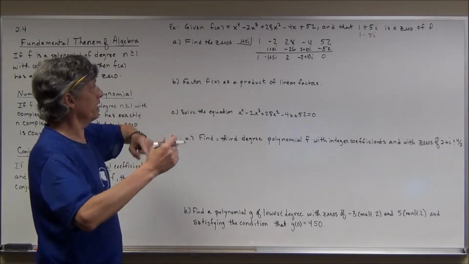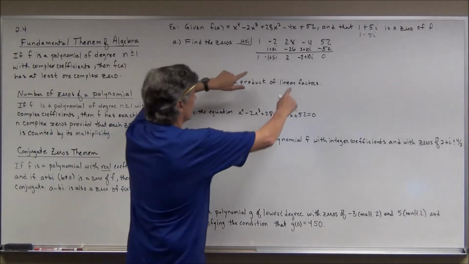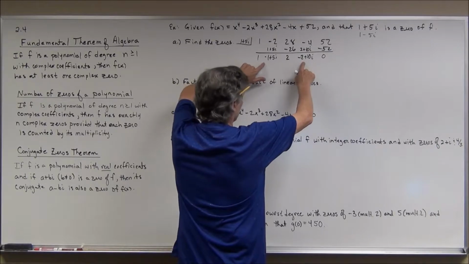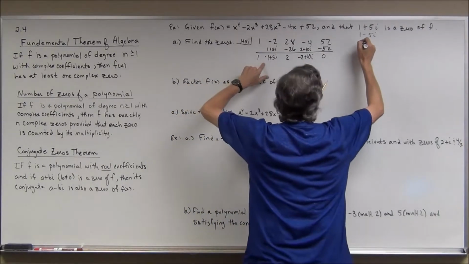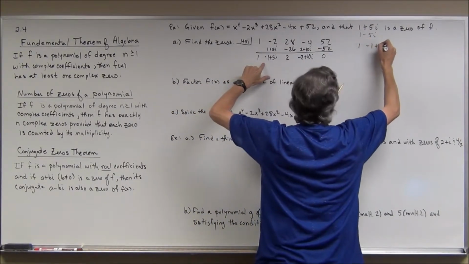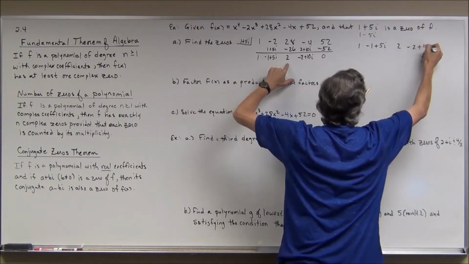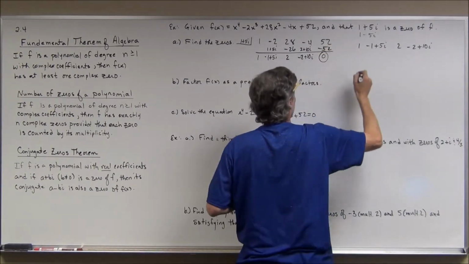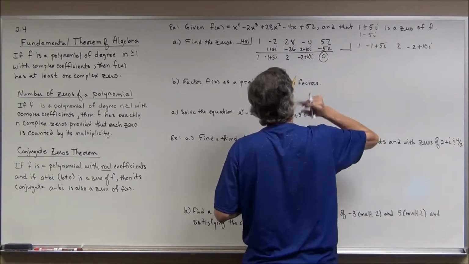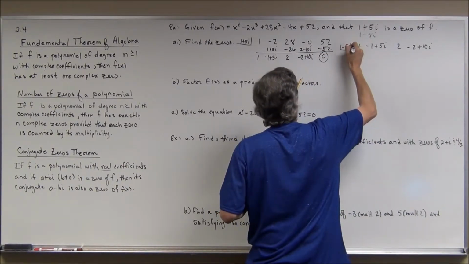Now, how do I get to the other two? I still have a cubic here. Well, I'm going to take the depressed polynomial: 1, negative 1 plus 5i, lots of algebra, 2, negative 2 plus 10i. Because remember, this is your remainder. And I'm going to divide by the other root that I know is in there, 1 minus 5i.